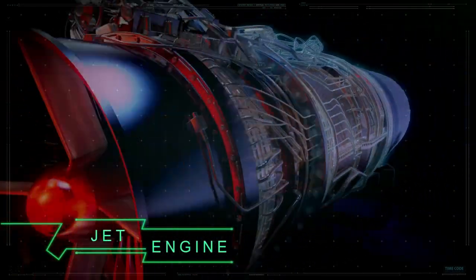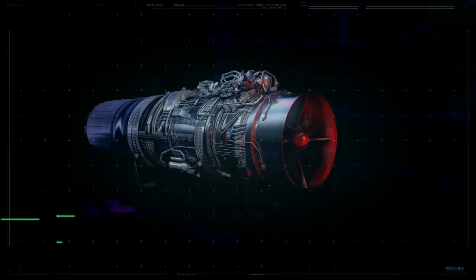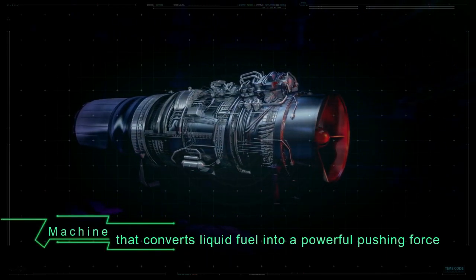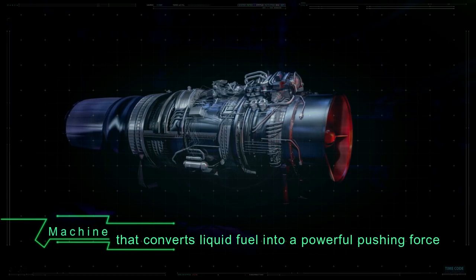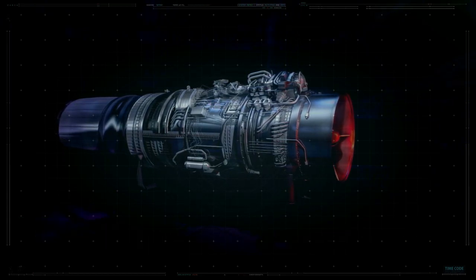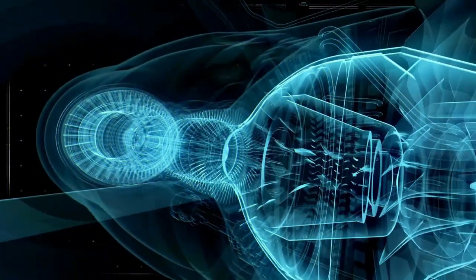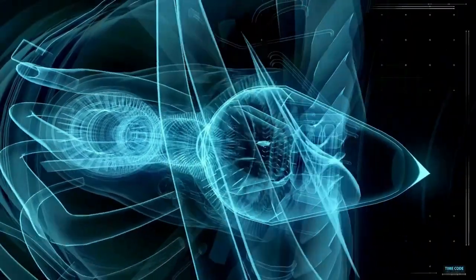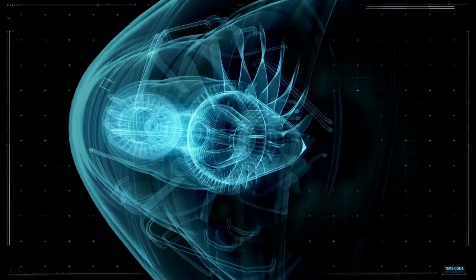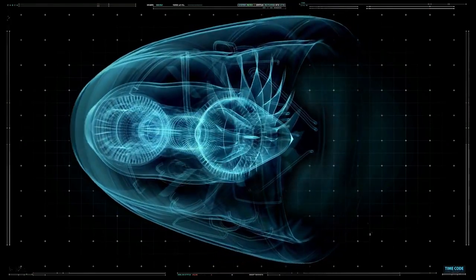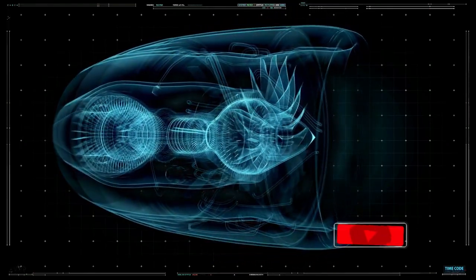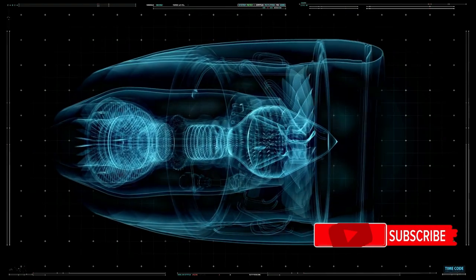Today our topic of interest is jet engines. A jet engine is a machine that converts energy-rich liquid fuel into a powerful pushing force called thrust. A turbofan is used in the majority of jet-powered airplanes. The turbofan is a high-tech propeller housed inside a duct called a diffuser and powered by a gas generator.